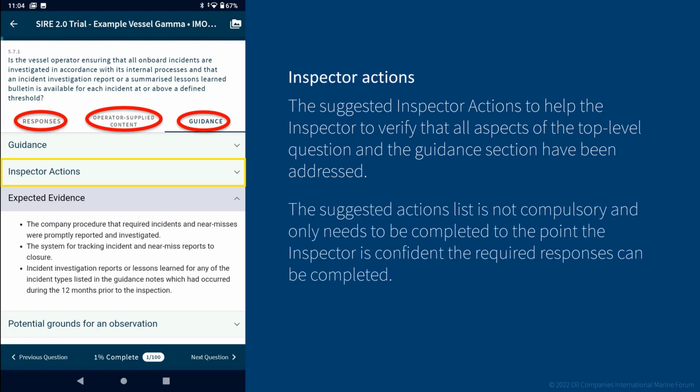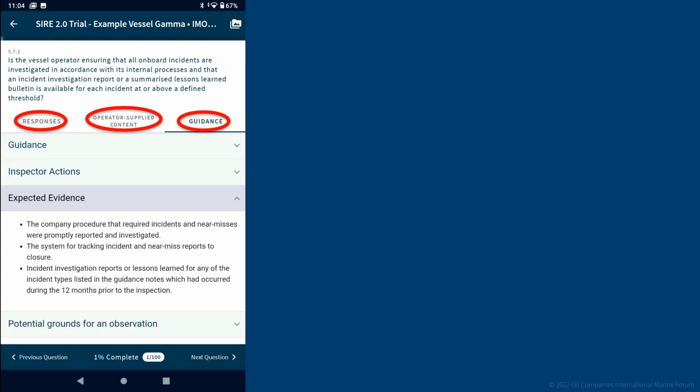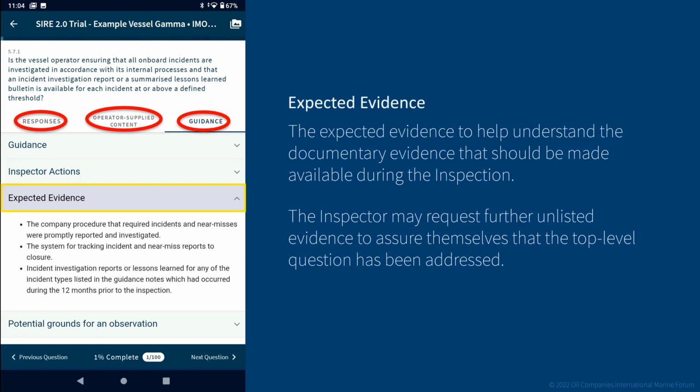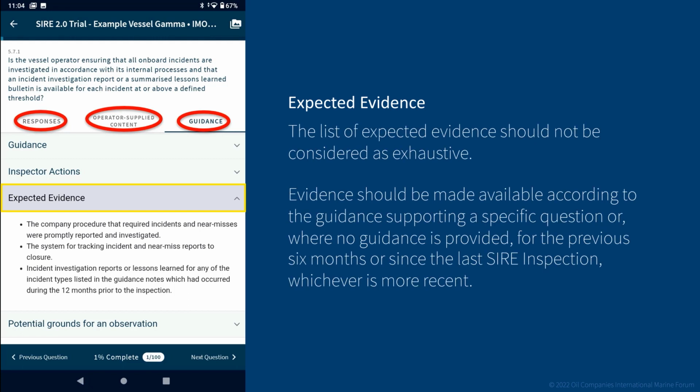The suggested actions list is not compulsory and only needs to be completed to the point the inspector is confident the required responses can be completed. 3. The expected evidence to help understand the documentary evidence that should be made available during the inspection. The inspector may request further unlisted evidence to assure themselves that the top-level question has been addressed. The list of expected evidence should not be considered as exhaustive. Evidence should be made available according to the guidance supporting a specific question, or where no guidance is provided, for the previous 6 months or since the last SIRE inspection, whichever is more recent.